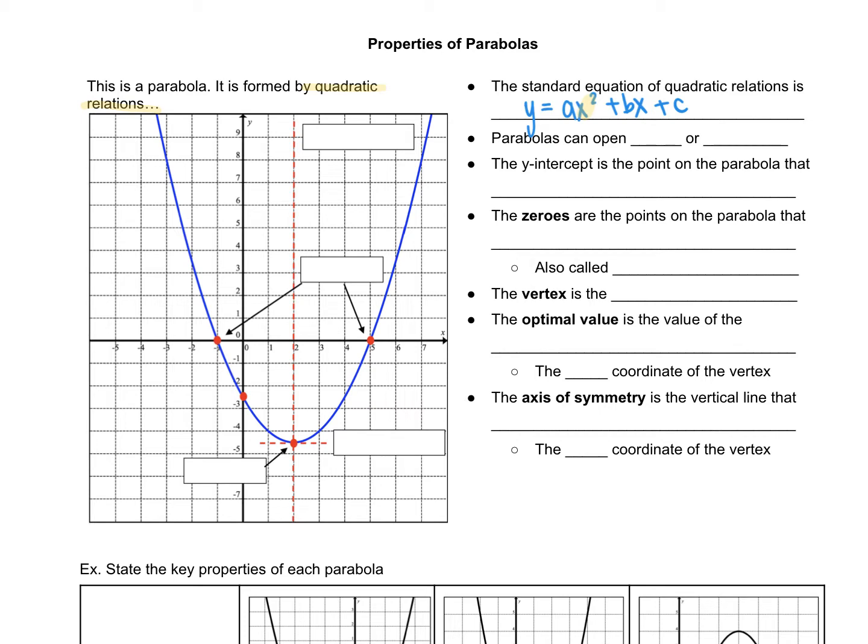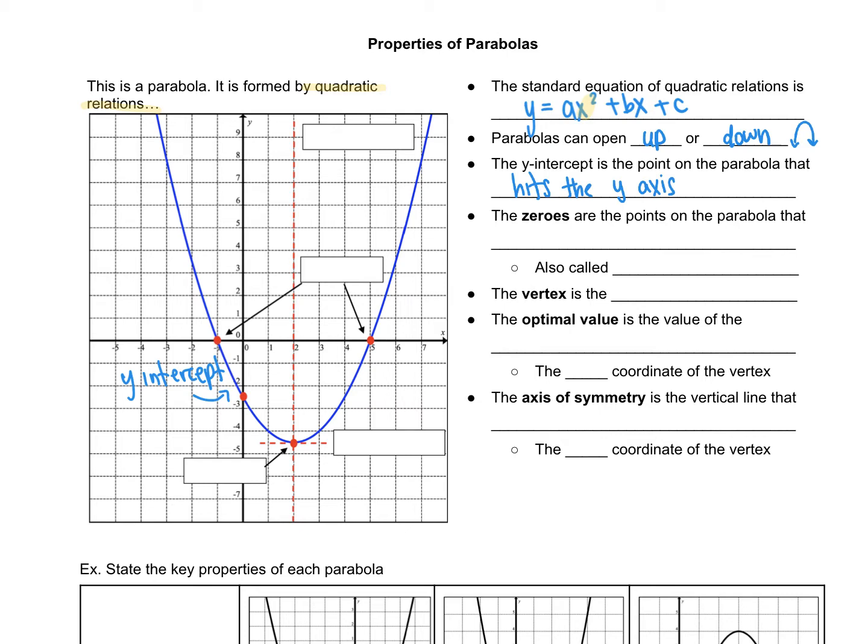Now, parabolas can open up or down. So the one that we have in the graph opens upwards. Downwards would look something like this. Next, the y-intercept is the point on the parabola that hits the y-axis. So if we look at our diagram, this point here is our y-intercept, which we've seen when we were looking at lines.